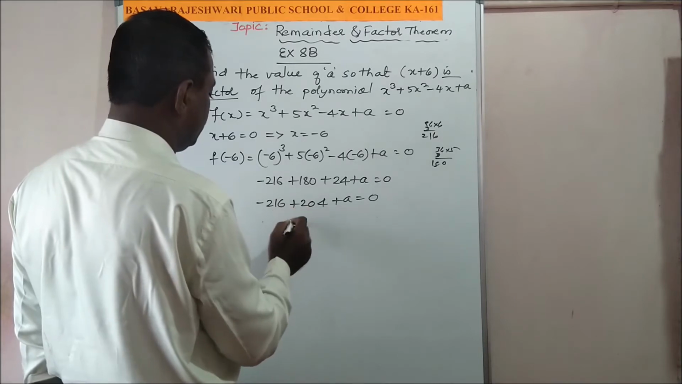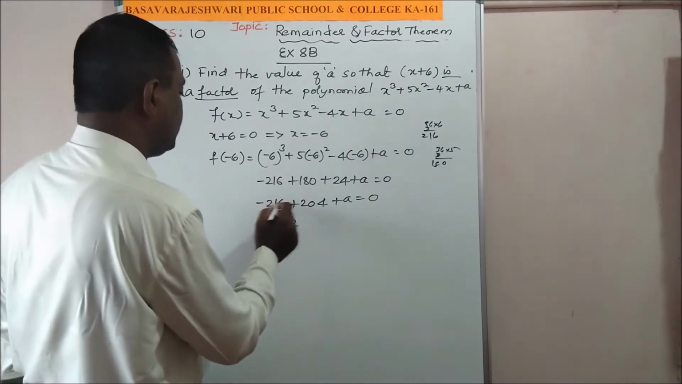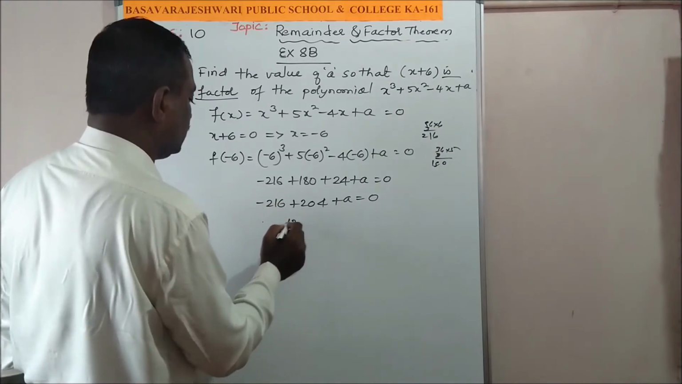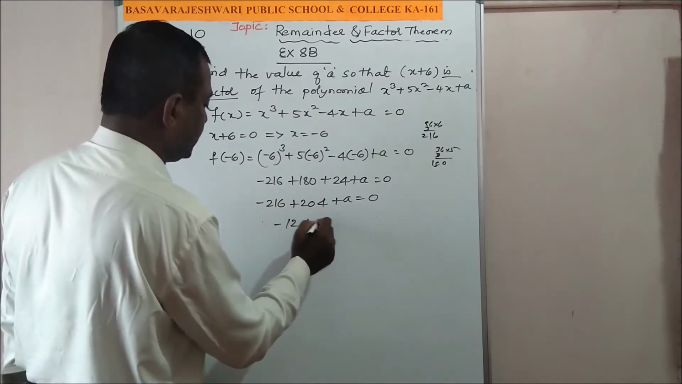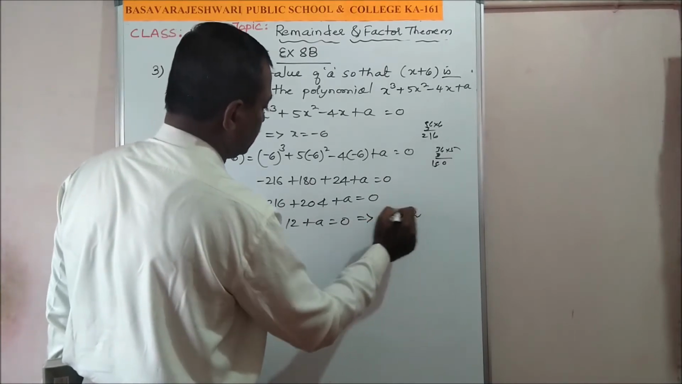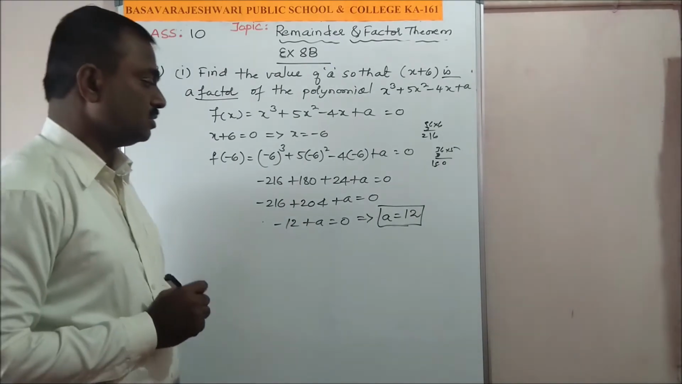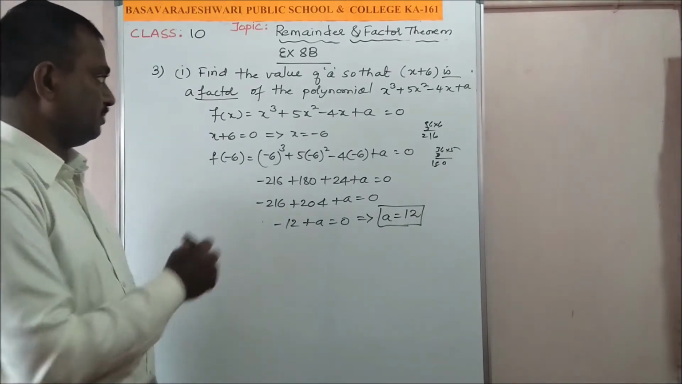216, 180 minus 216 gives minus 36, plus 24 gives minus 12. So minus 12 plus a is equal to 0. This implies a is equal to 12. So the value we got is a equal to 12. So now do this sum.